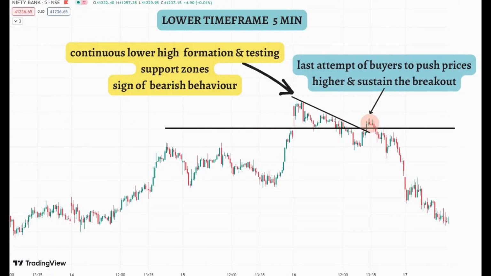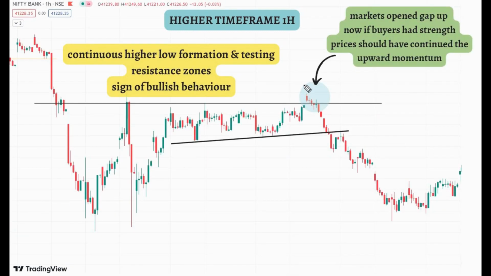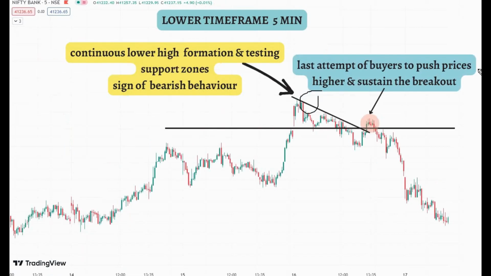So on this day, this is the 5 minutes chart. After opening gap up, prices are continuously forming lower high formation. There is no sign of bullish pressure in the market. We know that prices broke out of a very important resistance zone, which was already tested multiple times on the hourly time frame.